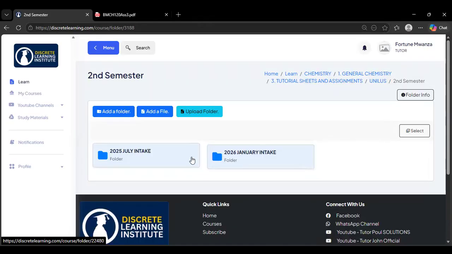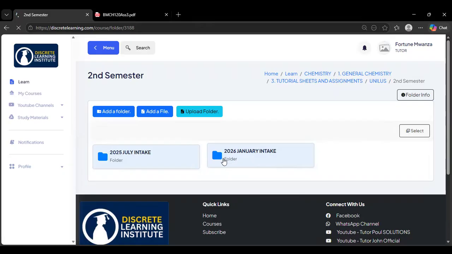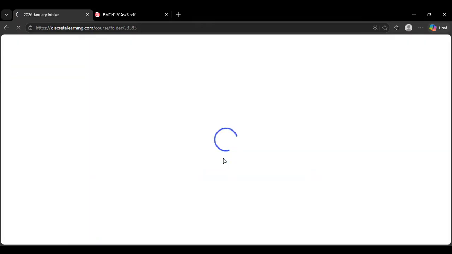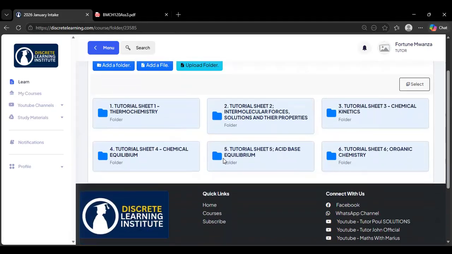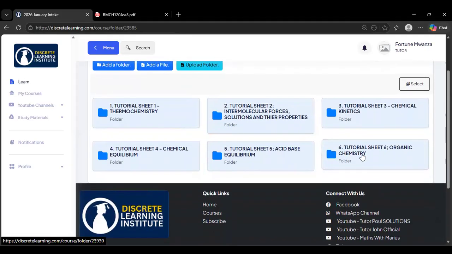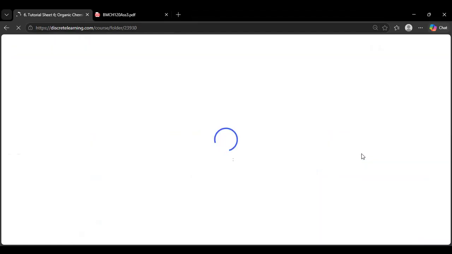Now we have the intakes there. So you go in 2026 January intake for your tutorial sheets. Once you open there, you're going to notice that you have video solutions for tutorial sheet 1 to 6 there. For organic chemistry, you can open the folder for organic chemistry there. You'll find the video solution available on the website.